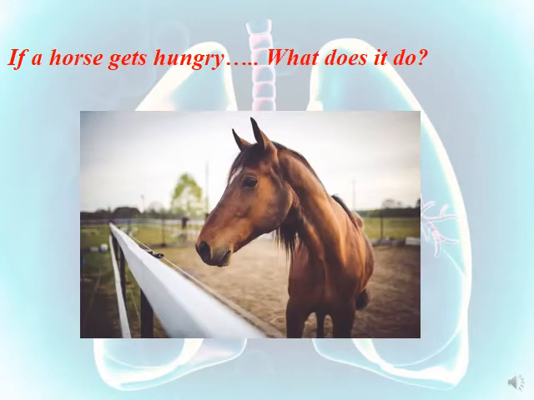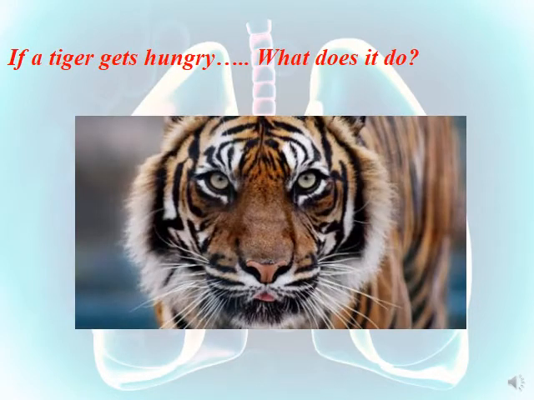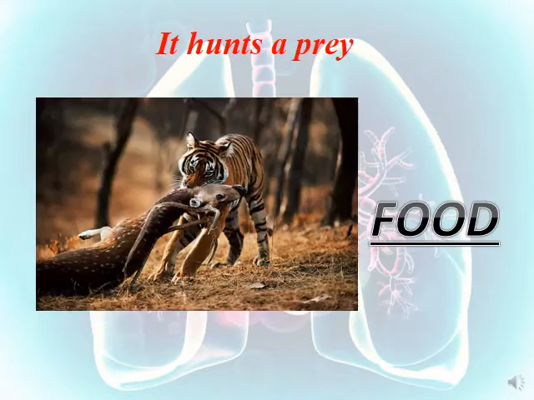First of all, if a horse gets hungry, what does it do? It will nibble the grass. So, this is the food for the horse. While if a tiger gets hungry, what does it do? Sure, it will hunt a prey. And also, this is the food.